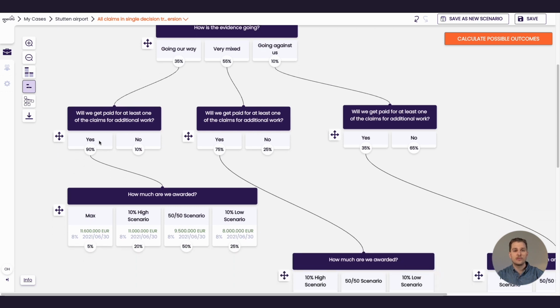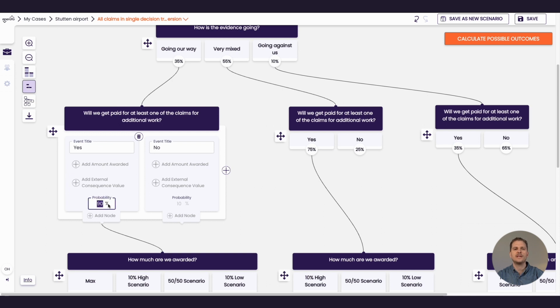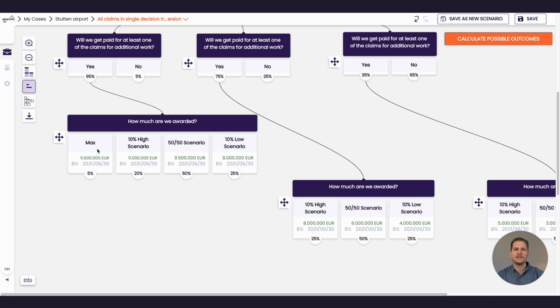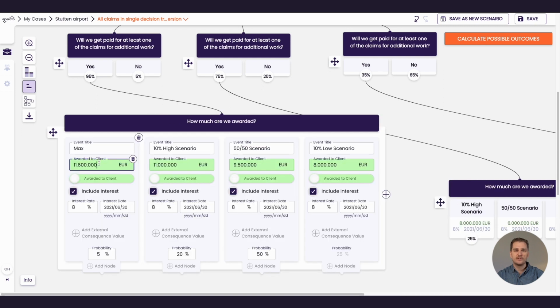If things go our way, we would also increase our chances of winning at least one claim to 95%, so just a 5% increase. Next, we look at the chances of winning the full amount. Previously, we claimed 11.6 million, but with the removal of the weaker claims, the full amount is now 10 million. We adjust the high, medium, and average scenario also.